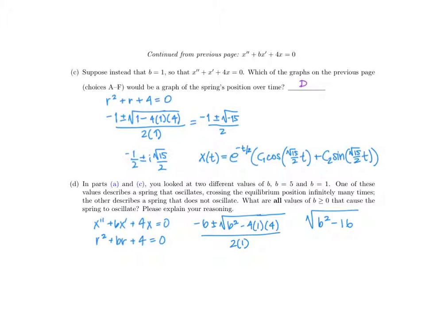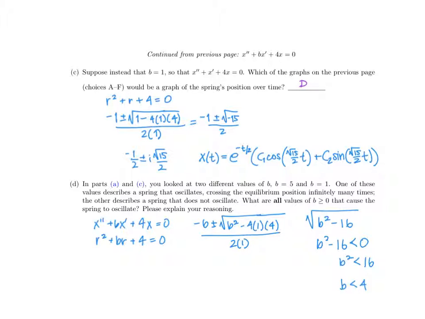What's underneath there, the b squared minus 16, has to be negative, which of course means that b squared has to be less than 16, which means that b has to be less than 4. And you might say, whoa, that also means that b has to be greater than negative 4. And I say whoa to that as well, because we're talking about springs here. So b has to be at least greater than 0 in order to describe a spring that oscillates.